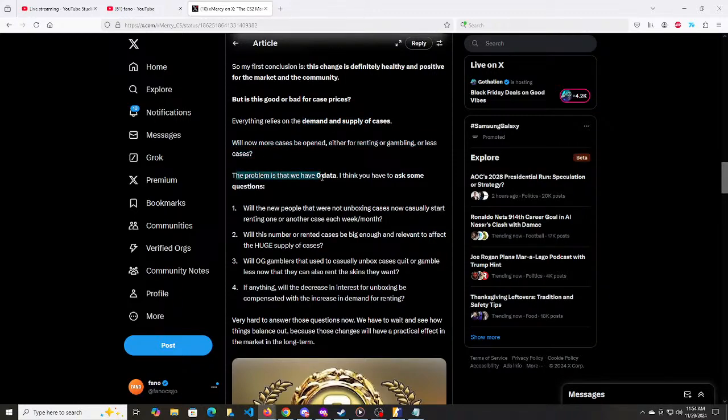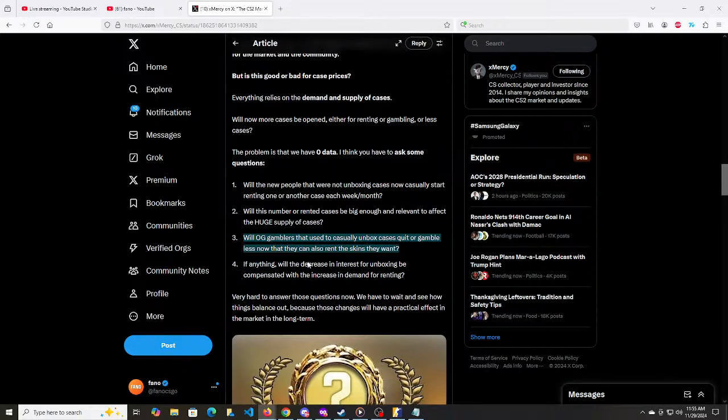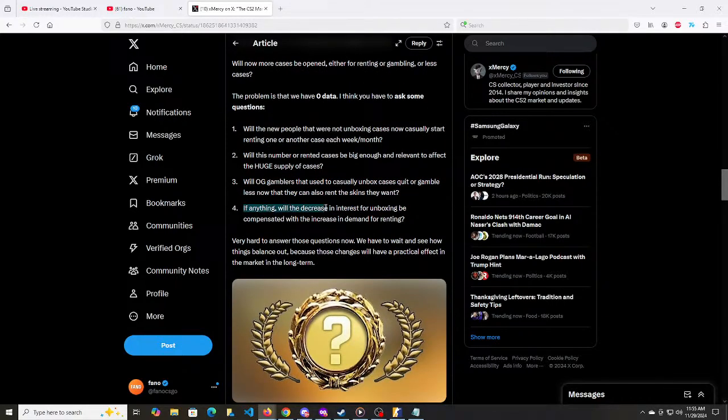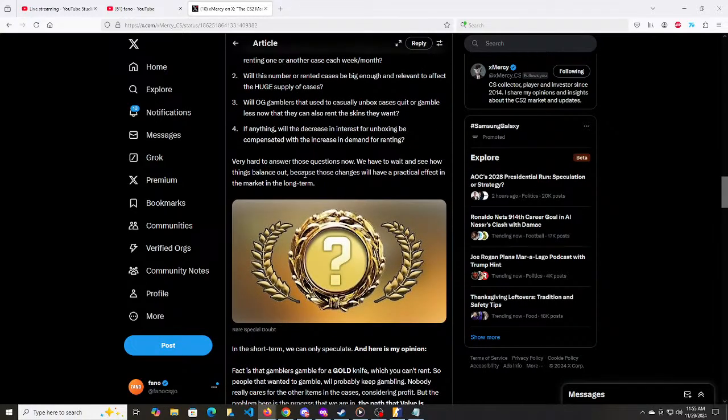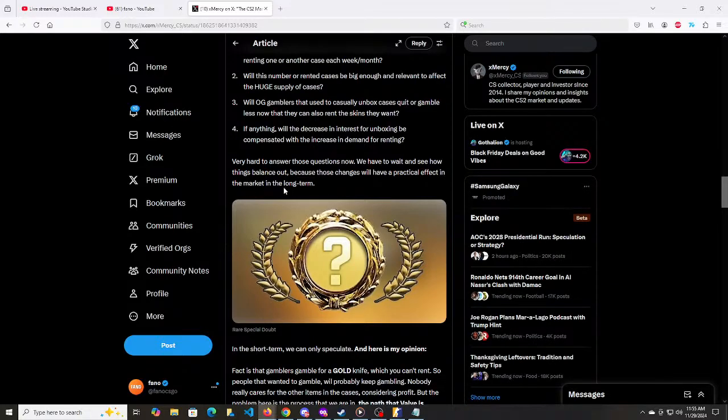Will now more cases? The problem is we have zero data. That's true. I think you have to ask some questions. Will the new players that were not unboxing cases now casually start renting one or another case each week or month? Will this number of rented cases be big enough and relevant enough to affect the huge supply of cases? Will the OG gamblers that used to casually unbox cases quit or gamble less now that they can also rent skins? I disagree. If you're an OG gambler, you're going to remain a gambler. If anything, will the decrease in interest for unboxing be compensated with the increase in demand for renting? Pretty good questions asked. Very hard to answer these questions now. We have to wait and see how things balance out, because those changes will have a practical effect in the market in the long run.